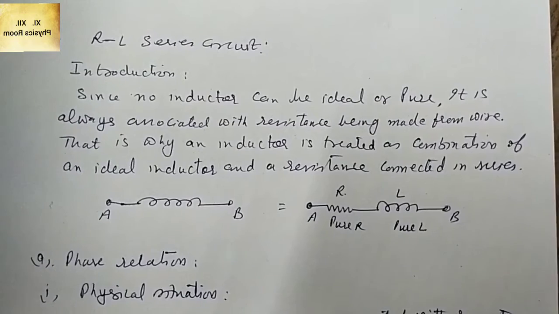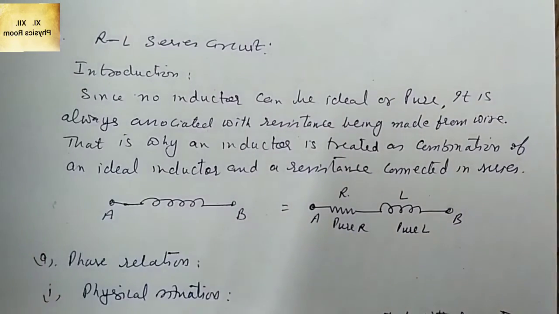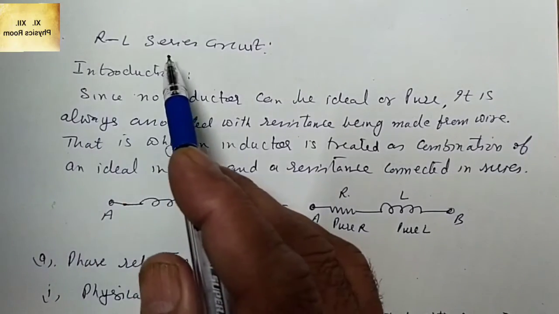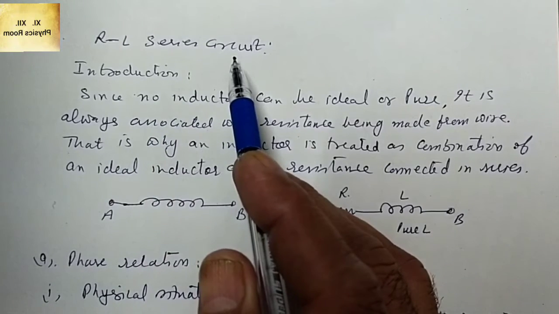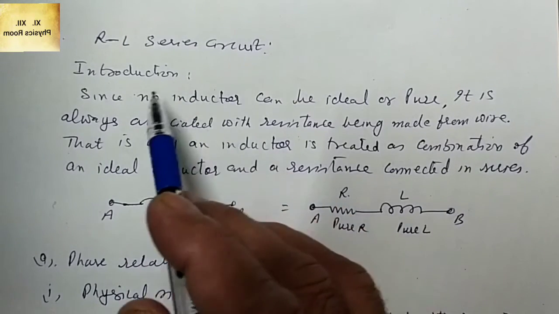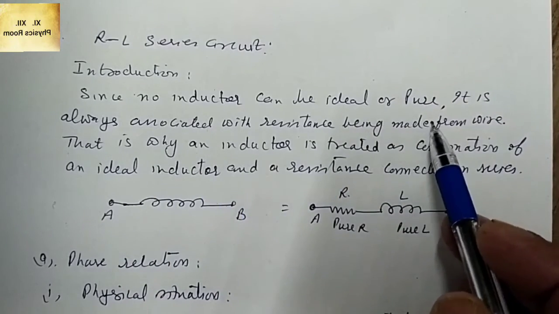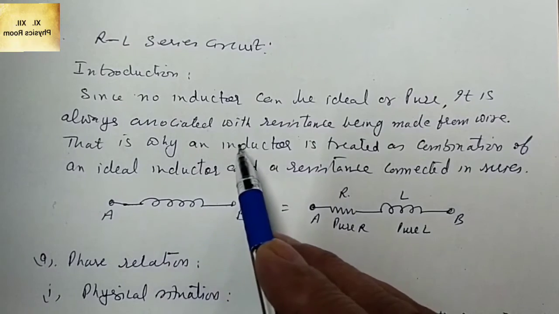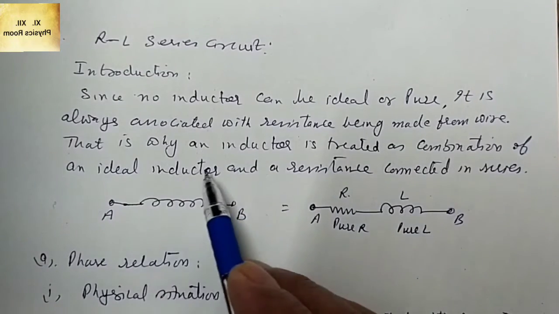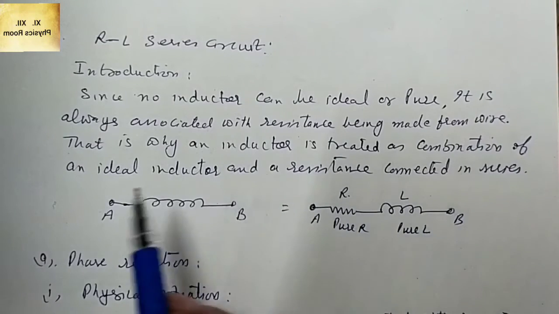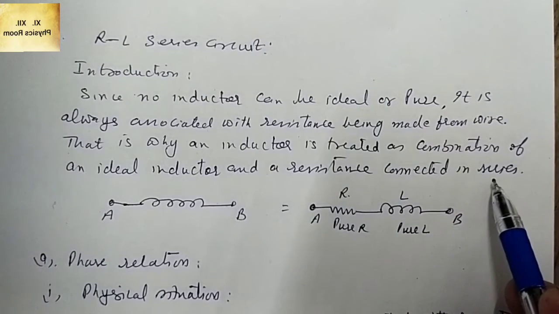Hello friends, today we take up the fourth circuit, RL series circuit, resistance and inductance in series. Introduction: since no inductor can be ideal or pure, it is always associated with resistance, being made from wire. That's why an inductor is treated as a combination of an ideal inductor and a resistance connected in series.